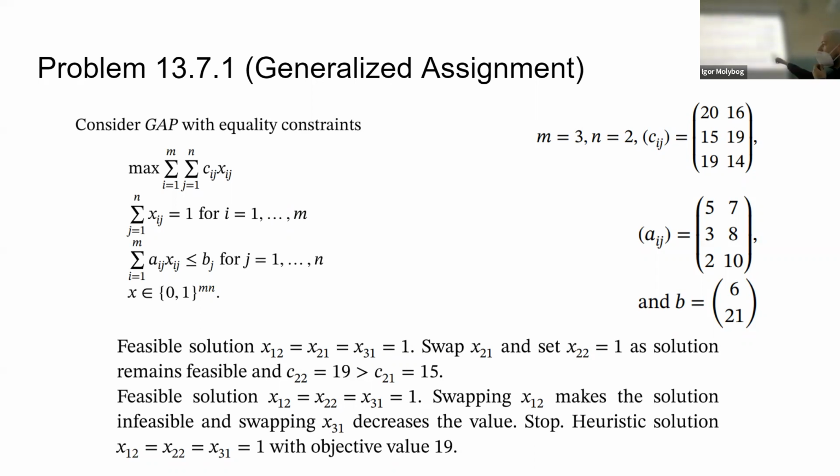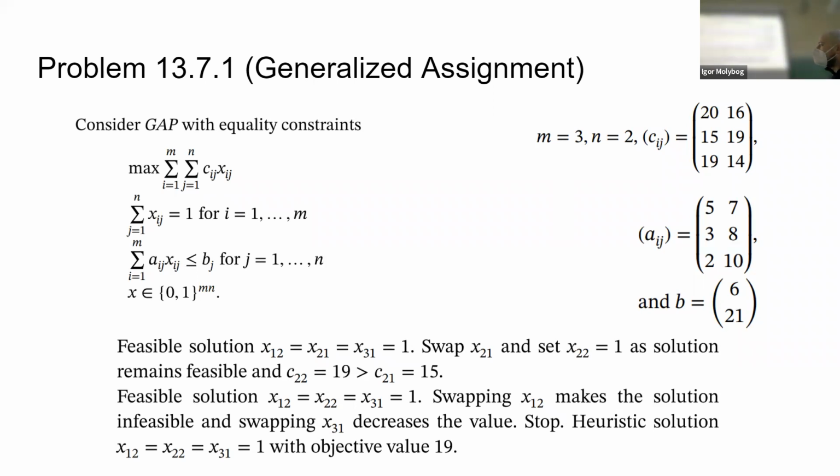So our solution remains feasible, first of all, because 7 plus 8 is less than 21, and C22 is equal to 19, which is greater than C21, which is equal to 15. Therefore, our new solution is better than the previous one because we have improved the value of the objective function.